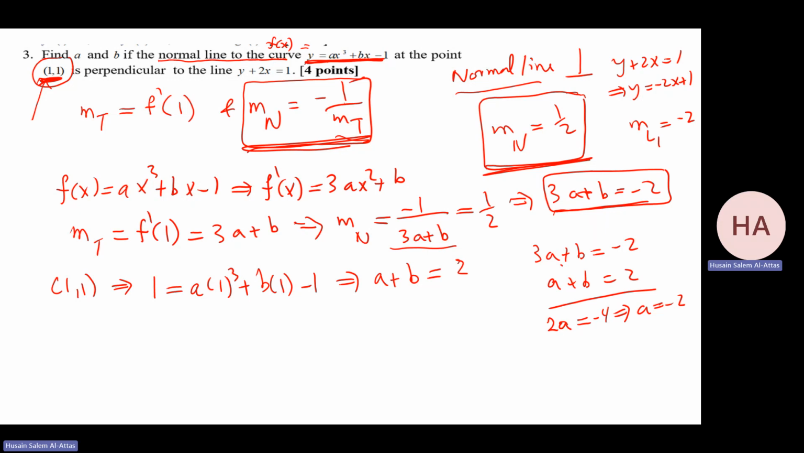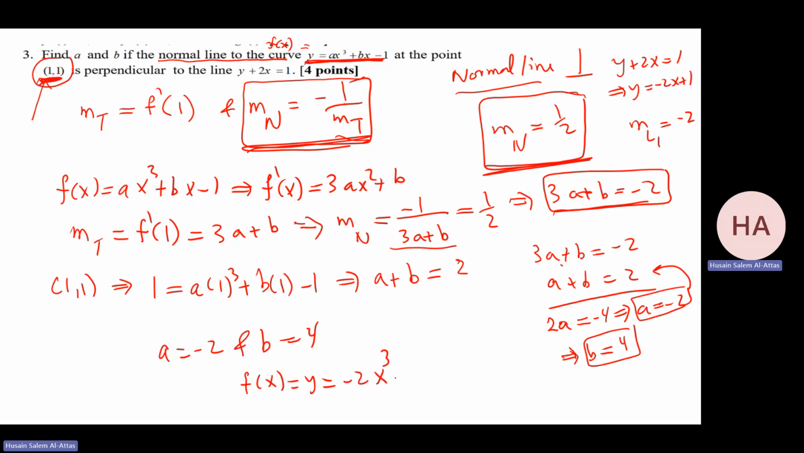a plus b equals 2. Take minus 1 to the other side. Solve these equations, subtract, 2a, b cancelled, minus 4, so a equals minus 2. Plug it here. So b will be equal to what? This is minus 2, so 4. So I have a equals minus 2 and b equals 4. And so the function is y equals minus 2x cubed plus 4x minus 1. Yeah, the idea is here.